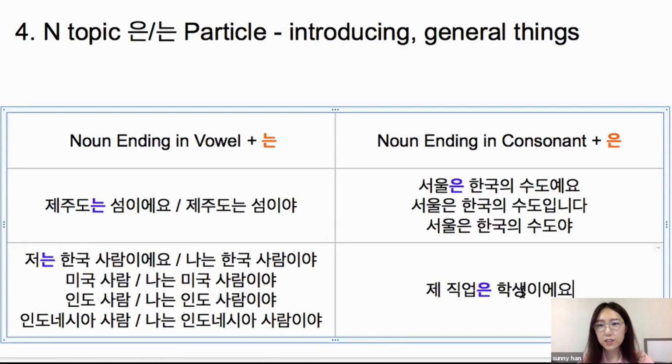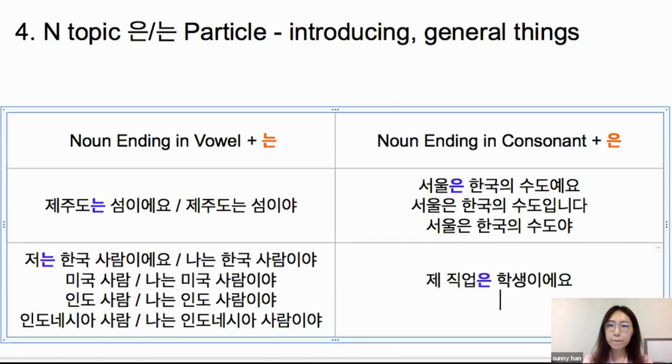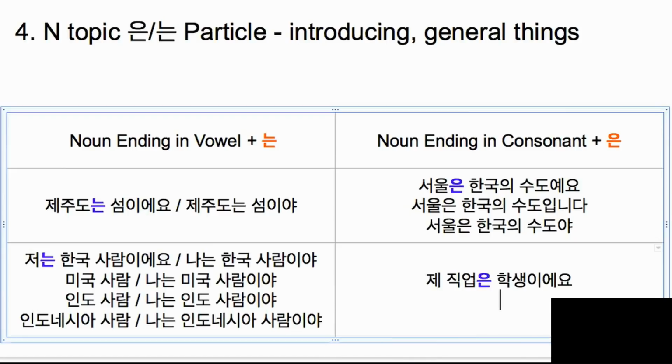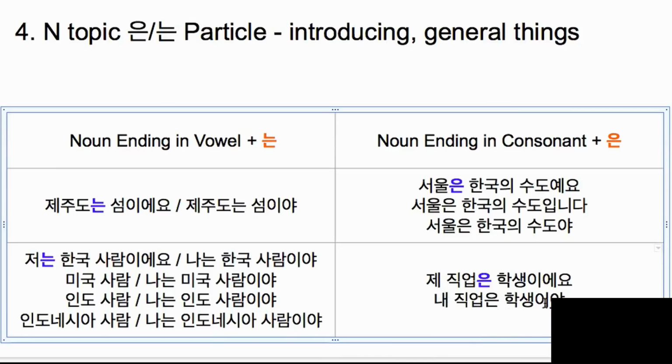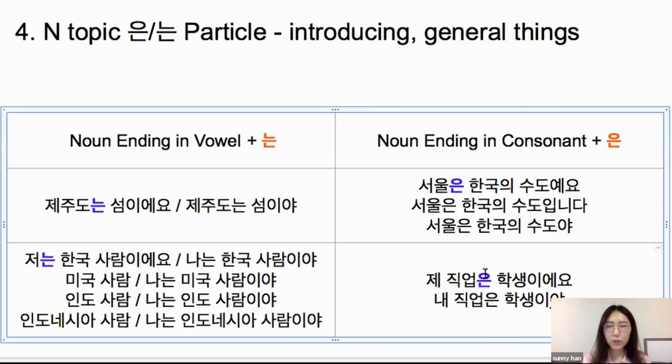I'm a student. My job is student. 제 직업은 학생이에요. 그러면 what about informal way? 제 직업은 학생이야. 내 직업은 학생이야. 내 is informal, 제 is formal, my, okay? 이야 informal, 이에요 formal. Good. Okay.